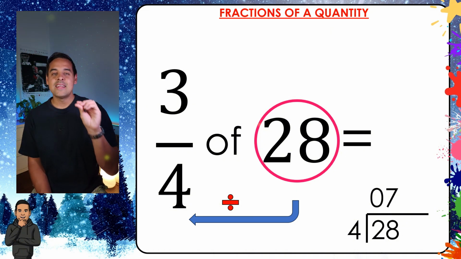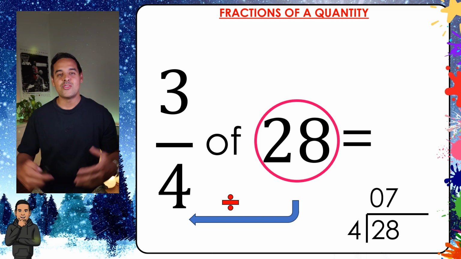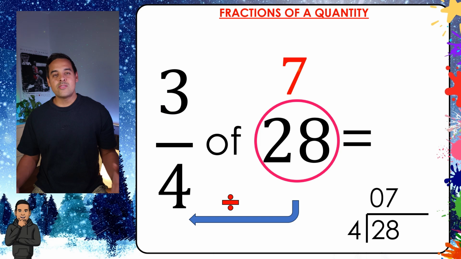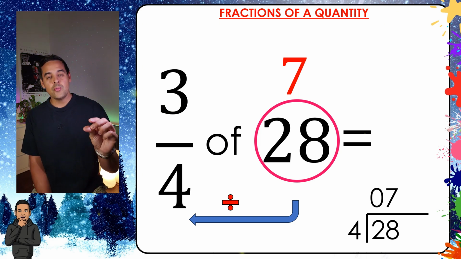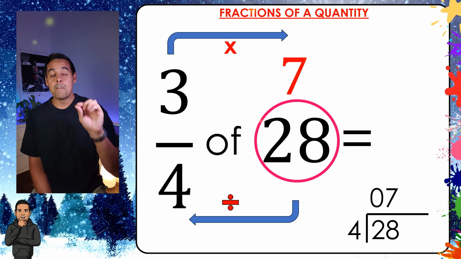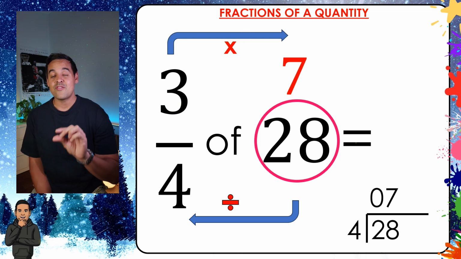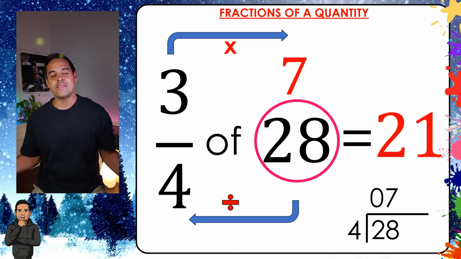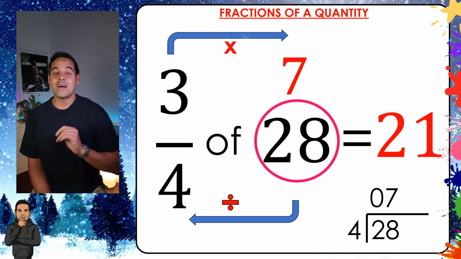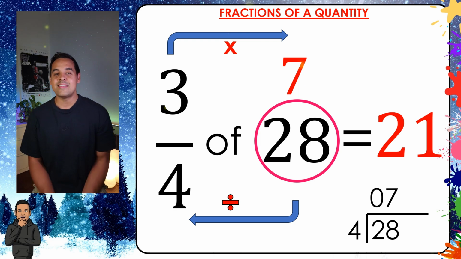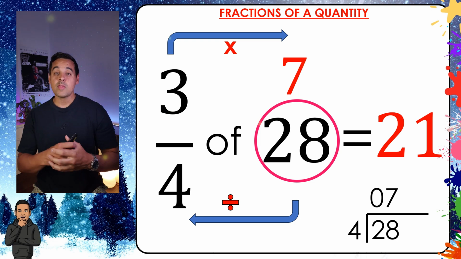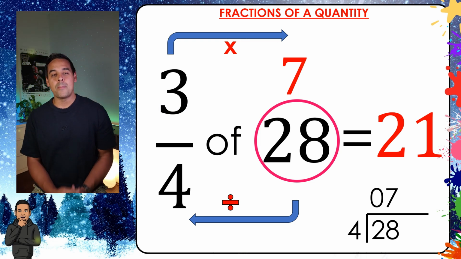So, 28 divided by 4, that answer is going to be 7. Now remember, you put the little 7 above, and what we're going to do is multiply our numerator, which in this case is 3, by that answer from our previous first step, which is 7. So 3 times 7 is going to be 21, and 21 is going to be your final answer. So it's as easy as that. Dividing our whole number by the denominator, whatever answer you get, you multiply by the numerator. It's as simple as that.